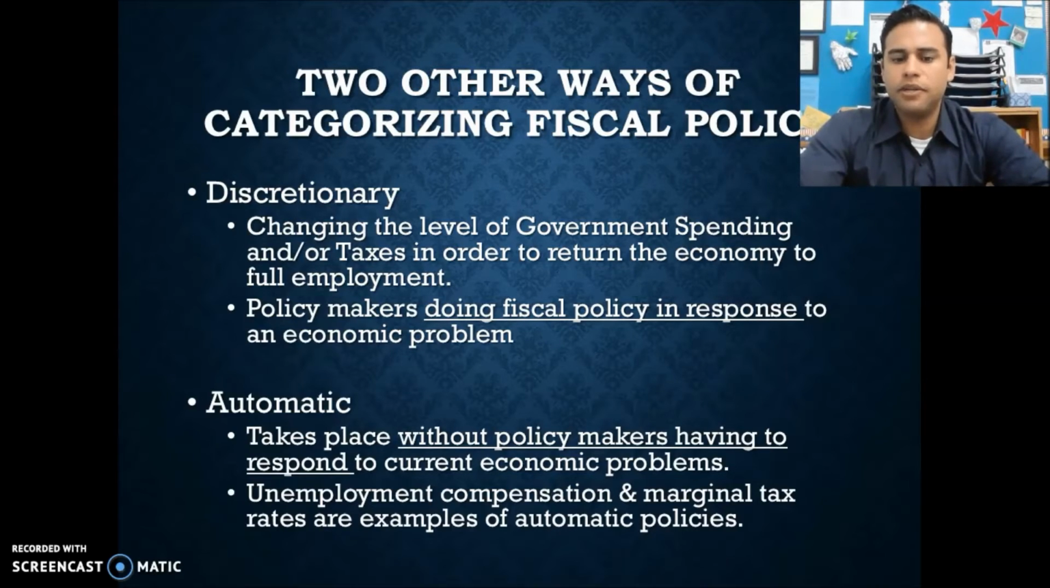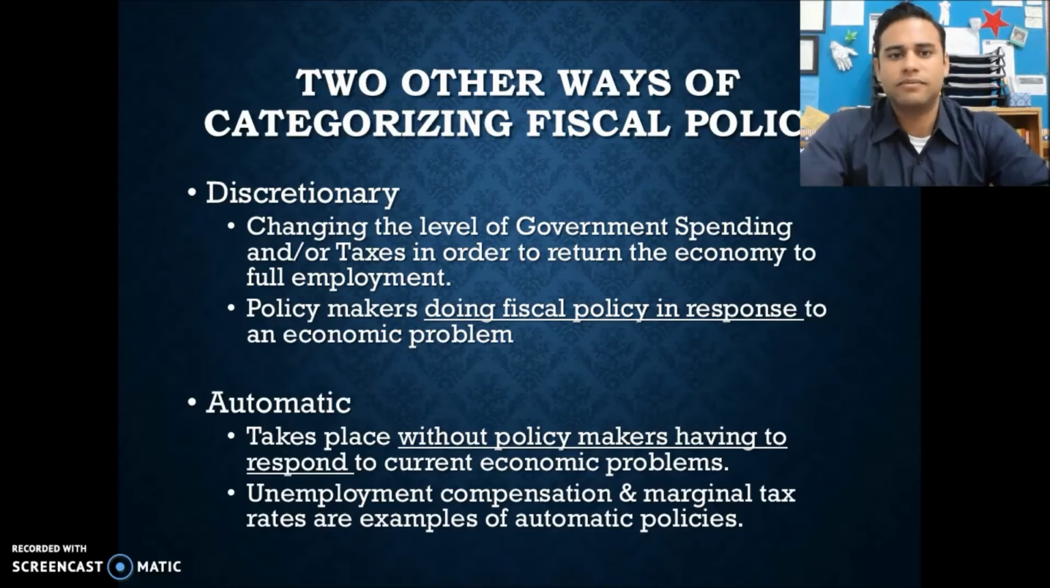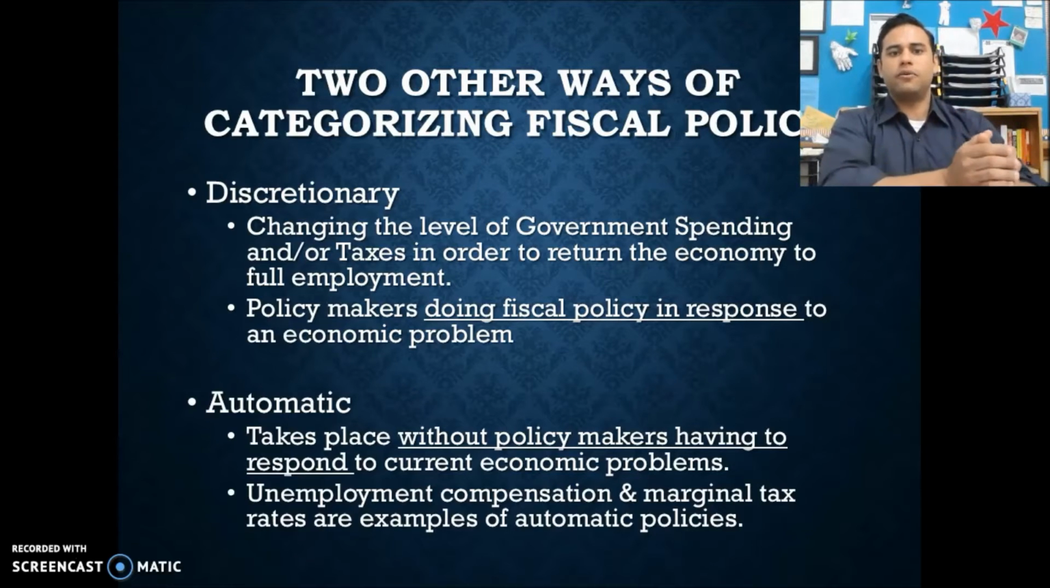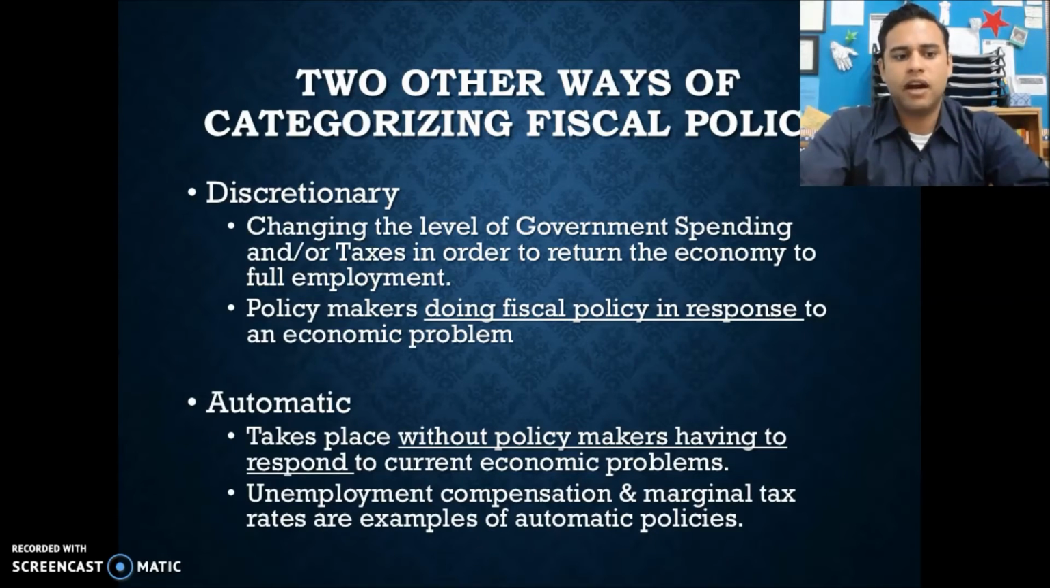But if they get unemployment compensation, they have some money coming in, so their decrease in consumption spending won't be as dramatic as it would be if they didn't get that insurance. Okay? So this actually dampens the blow to consumption spending that you would normally have with higher rates of unemployment. And it happens automatically. Congress doesn't have to argue over this for it to happen. It's going to take place because it's already on the books. That's an automatic fiscal policy.